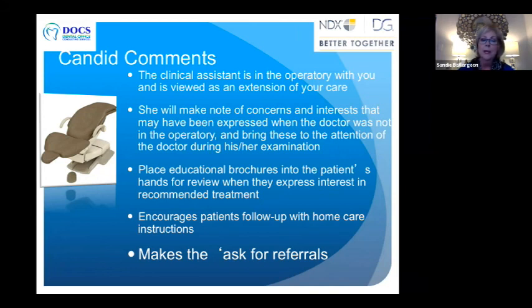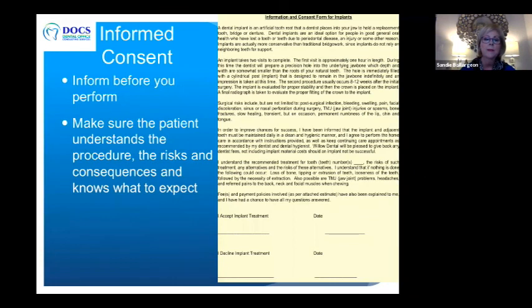And by doing that, it's very, very easy. All you need to do is say, Mrs. Smith, if you have friends or family who are looking for a really good dentist, Dr. Jones is great, and would you like some business cards? And we'd be happy to welcome them into the practice.